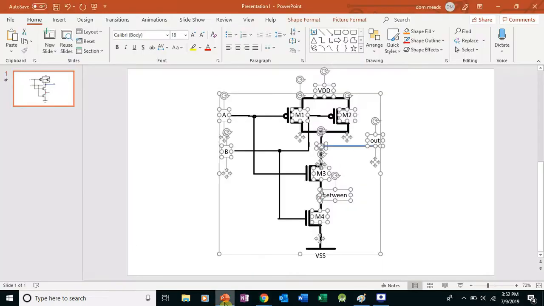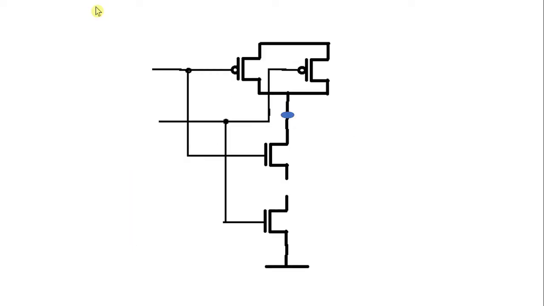So I'm going to go to this PowerPoint really quick and show you. So this again is a NAND gate. We've got two PMOS transistors at the top, two NMOS transistors at the bottom, M1, M2, M3, M4, two inputs A and B. I'm going to take the output right there, name that out, and then for Verilog, I'm going to have a variable which is of the wire type, and I'm going to call that between, and that's in red.